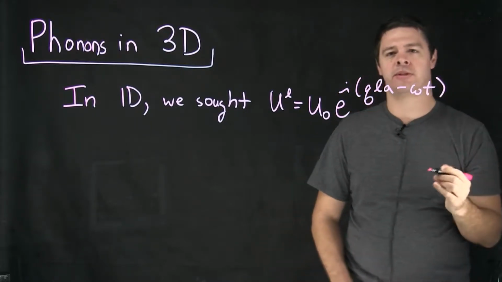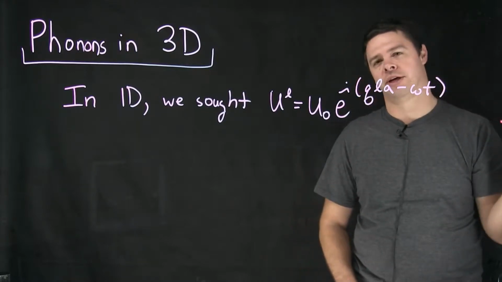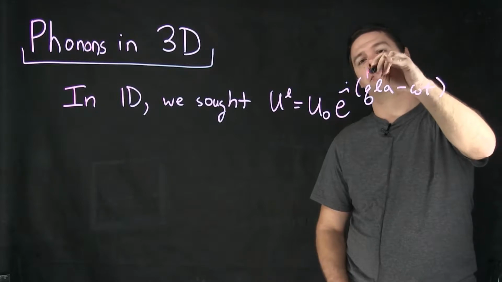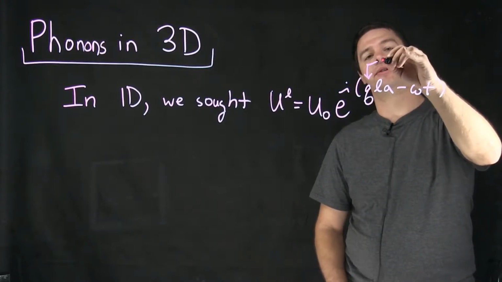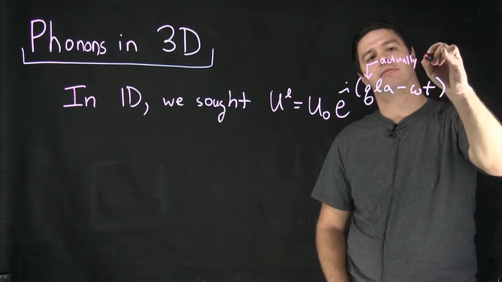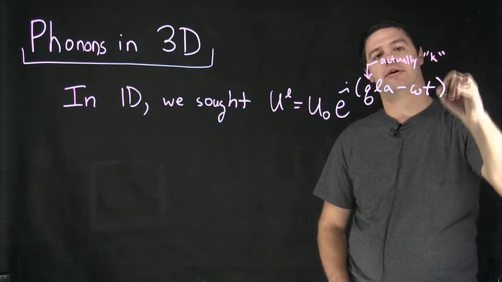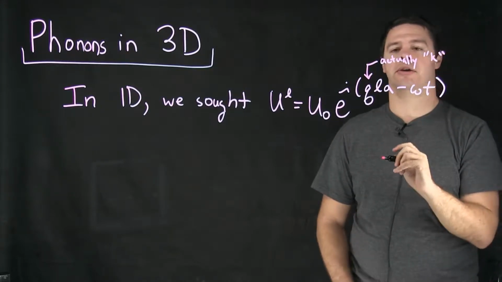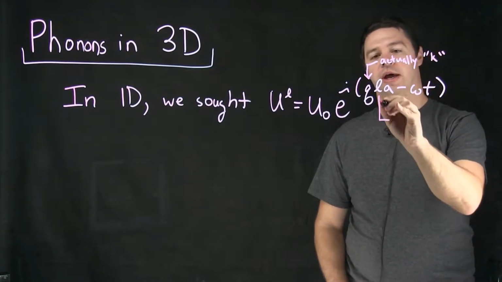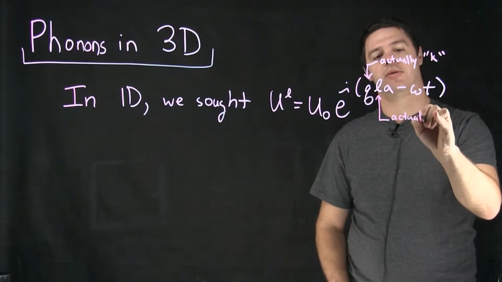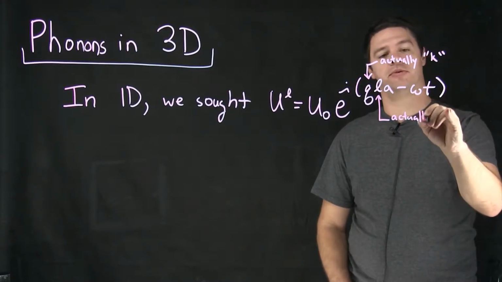Now, actually, when we went to solve this, I used a slightly different notation for the monatomic chain. We had called this k for wave vector. You'll see that I need to change the notation here. You'll see why in a second. And the other thing is I had previously called this n. I'm going to use l here, and you'll see why in a second.